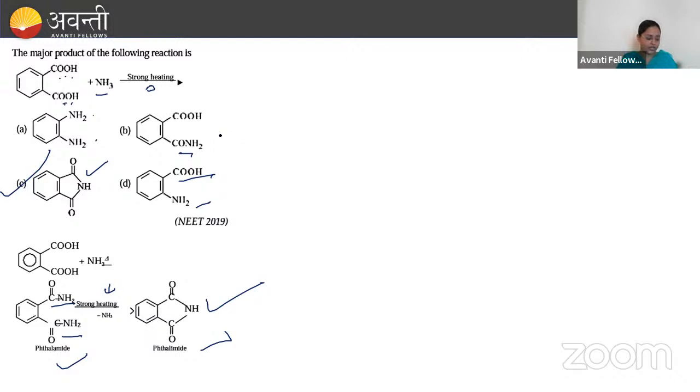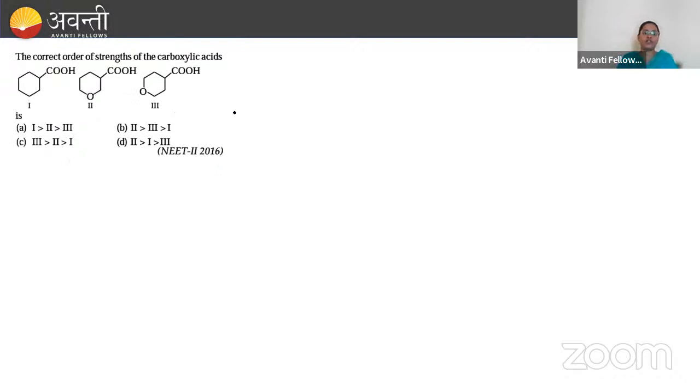Okay, so our option is what? Answer is Option C. Right? Next problem. Correct order of strengths of carboxylic acid is. So what is the correct order of strength? Which acid will be the strongest acid in 1, 2, and 3? What do you think? Which acid will be the strongest acid here?